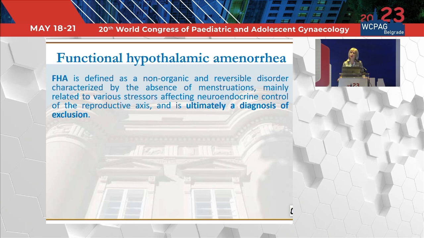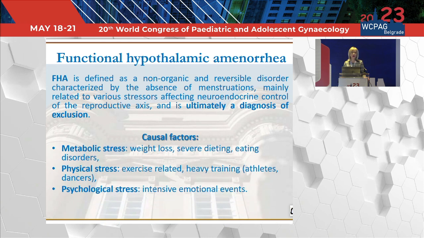if we see what is the prevalence of functional hypothalamic amenorrhea, in the cases of secondary amenorrhea, it's always more than 50%. That's why I would like to remind you of some basic things about functional hypothalamic amenorrhea, which is a non-organic and reversible disorder characterized by the absence of menstruation, and may be related to various stresses. And it is ultimately a diagnosis of exclusion.